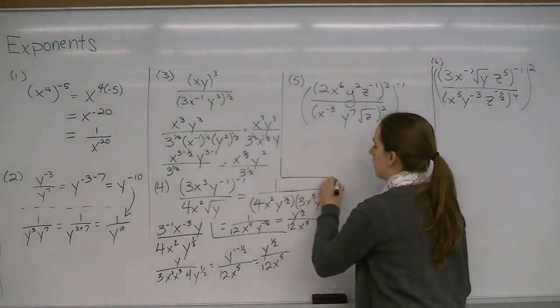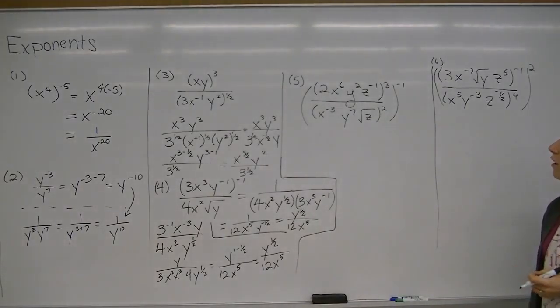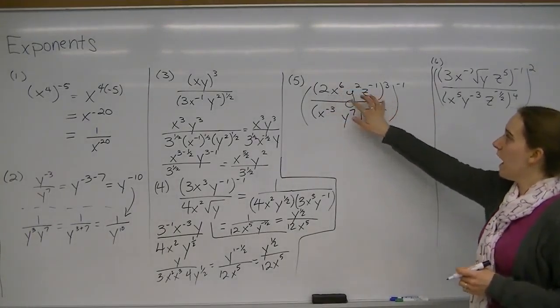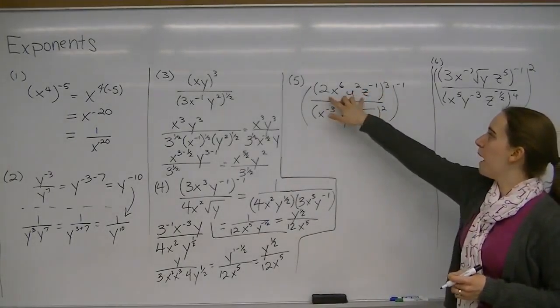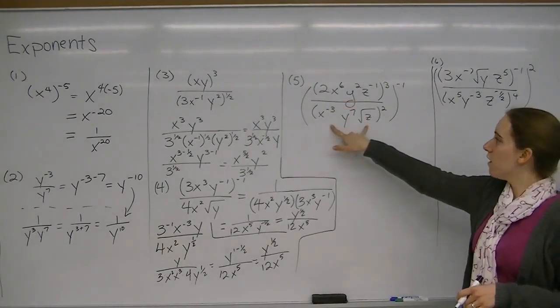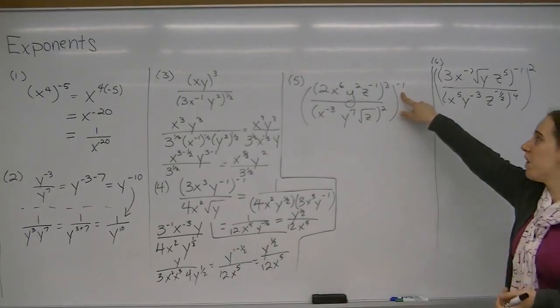Okay. So there's no promise I can do these every way you could choose, but let's try at least a couple different ways with this one. So first of all, notice that I have a power of 3 for all of these terms, and a power of 2 for all of these terms. And then I have a power of negative 1 for the whole thing.